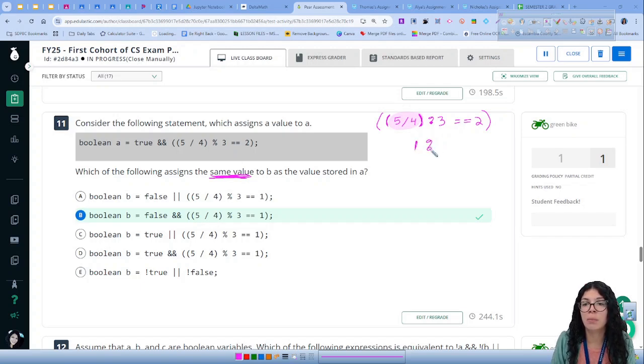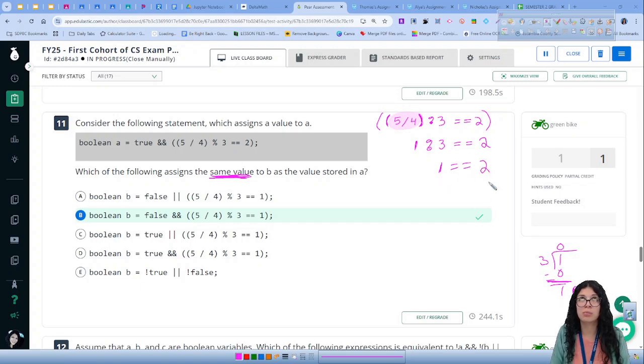So now I have 1 mod 3 equal to 2. The next thing in the order of operations is modulus, so I'm going to do that next. 1 mod 3 would be 1, since 1 divided by 3 will give me a remainder of 1. And then now I can compare 1 equals 2. No, so that's a false.